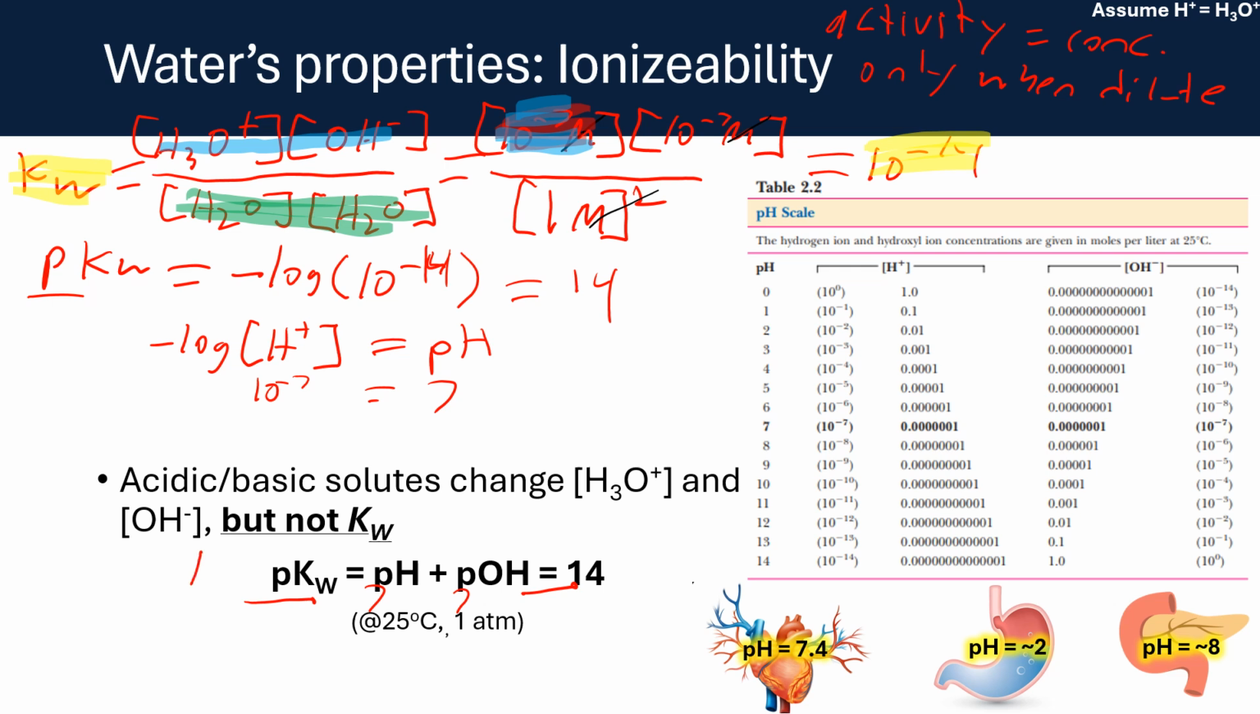This expression and this expression are really useful, and we will be using them a bunch, okay? And they are useful because the Kw never changes. However, we can change the ratio of hydronium and hydroxide in a solution of water by adding in acids and bases. And to illustrate this, I'm going to direct your attention to the table shown on the right, okay?